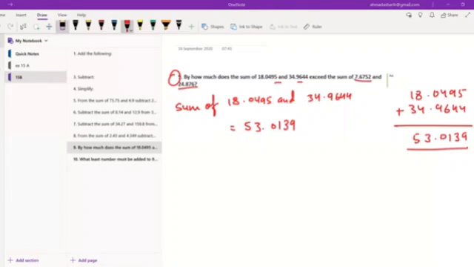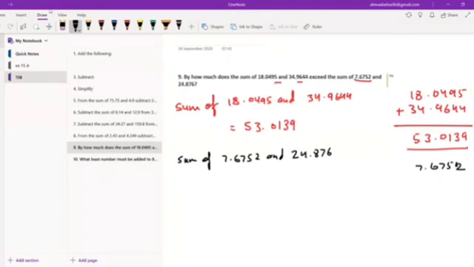Okay. So let us do this also. So let us find the sum of now. Sum of 7.6752 and 24.876. So 7.6752, 24.8760, and now add them.